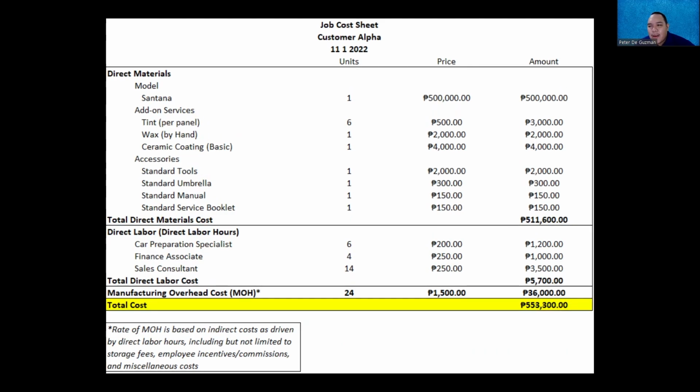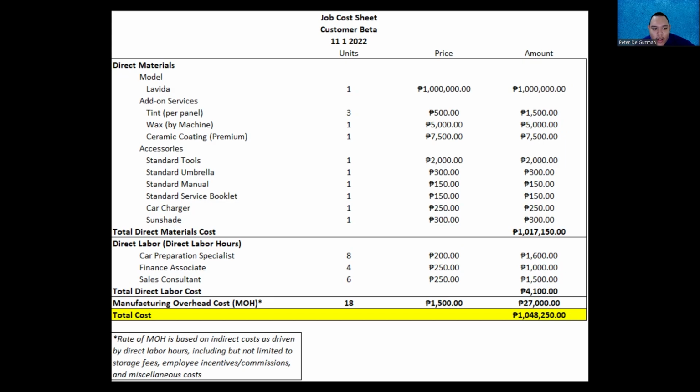Ceramic coating. In ceramic coating, there are actually a lot of providers, a lot of brands involved, and a lot of technicians. So charges vary. But for the sake of this example, let's simplify it to two categories: basic ceramic coating and premium ceramic coating. Customer Alpha who purchased the Santana availed of basic ceramic coating, which amounted to 4,000 pesos. Let's take a look at what Beta and Charlie did.